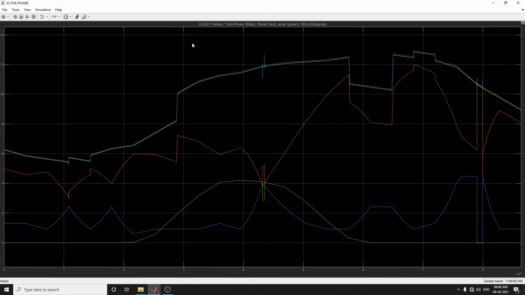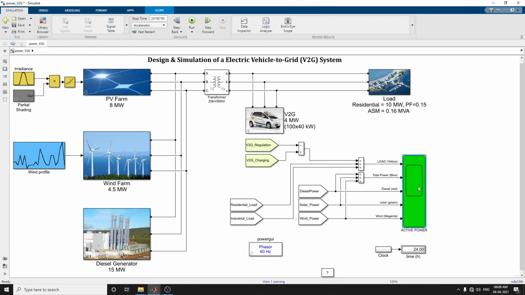This is the active power scope. The yellow line shows the load power, the blue line shows the total power, the red line shows the diesel output power, the green shows the solar power, and the magenta color shows the wind power. Based on that we can see the diesel power, solar power and wind power, along with the residential load and industrial load. Also you can see that a 24-hour simulation is done.